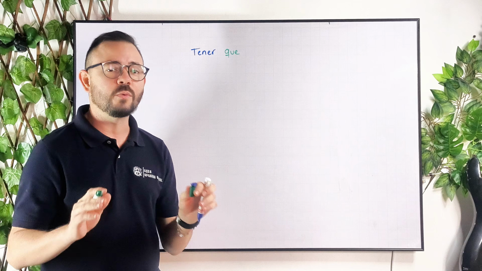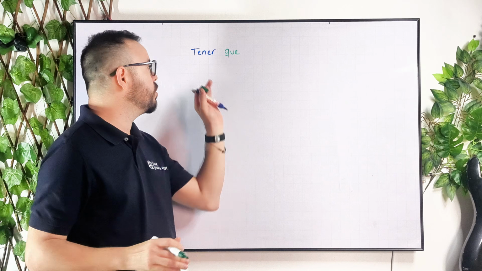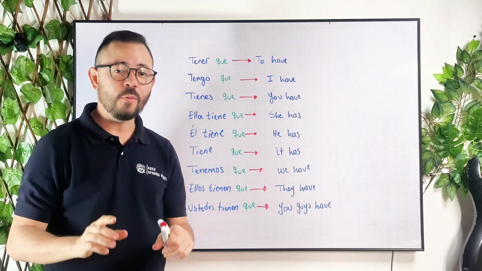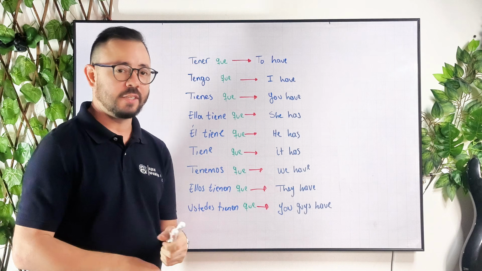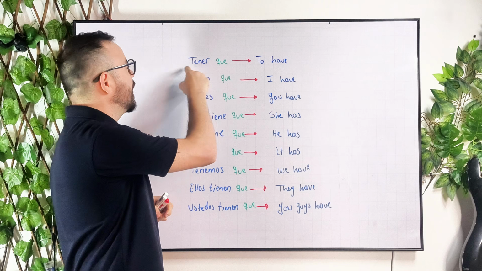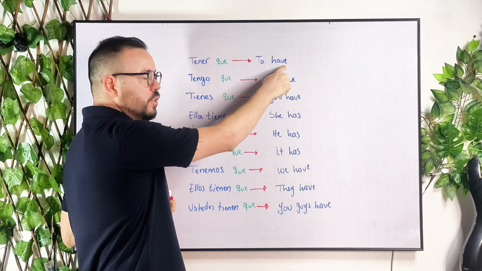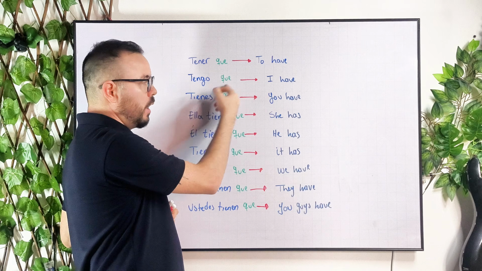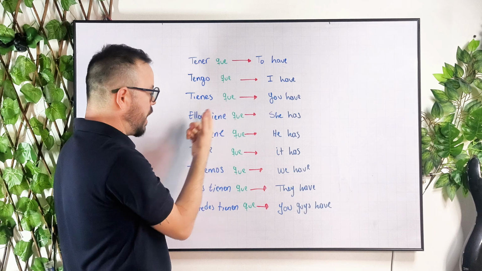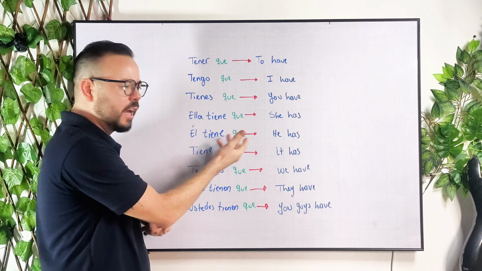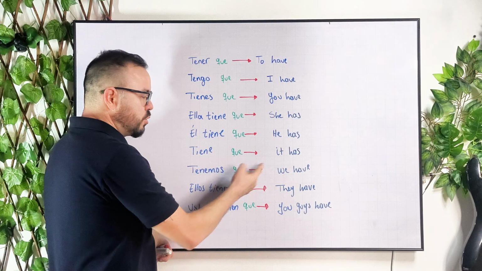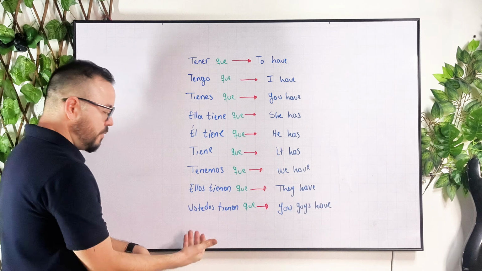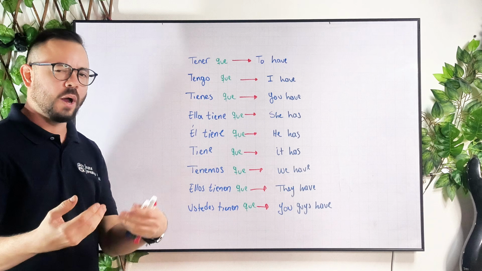So first, let's start with the conjugation, okay? Let me just show you the conjugations of the verb tener. So the first thing we need to know about the verb tener is that it's irregularly conjugated in present tense, okay? So if I say tener, like the verb in the natural form, I'm just saying to have. Then if I say tengo, it's just I have. Tienes, you have. Ella tiene, she has. Él tiene, it's just he has. Tiene is it has. Tenemos, we have. Ellos tienen, they have. Or ustedes tienen, it's just you guys have.